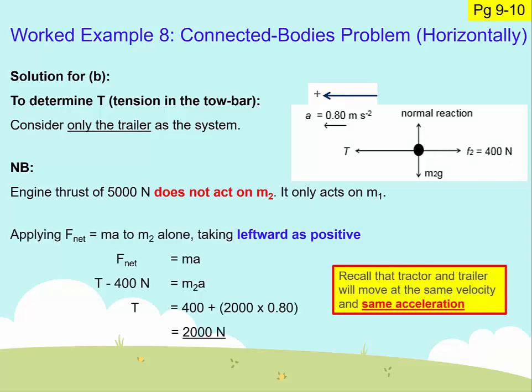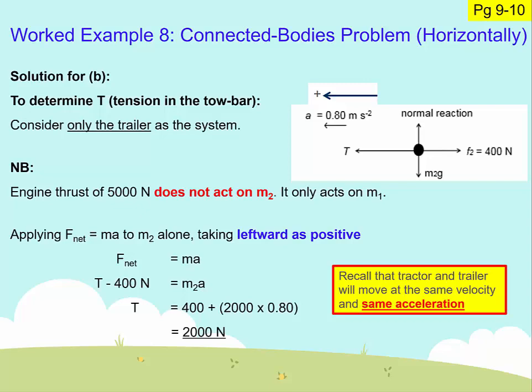Okay, so apply F net equals to MA. Again, take leftward as positive because that's the direction of the acceleration. So the F net, put all the forces on the left hand side, so it will be the tension minus the friction equals to M2A. Okay, A you have found earlier, so you can find the tension.